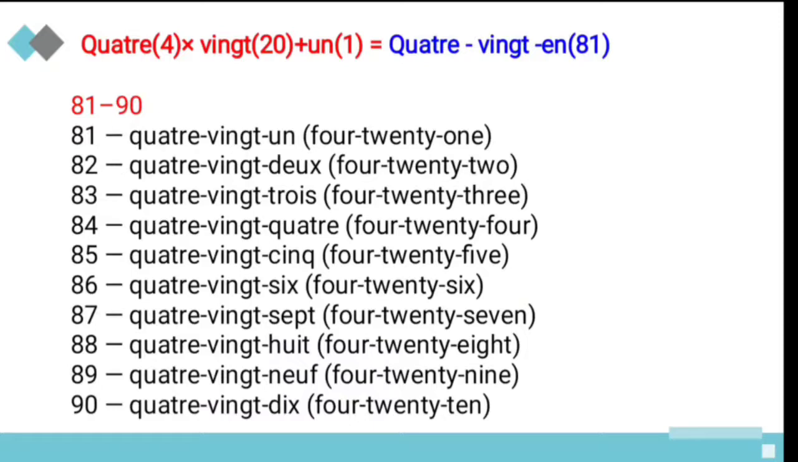84, 85, 86, 87, 88, 89, and 90. 90, that is 4 times 20 plus 10, that is called quatre-vingt-dix. So this is the numbers from 81 to 90.